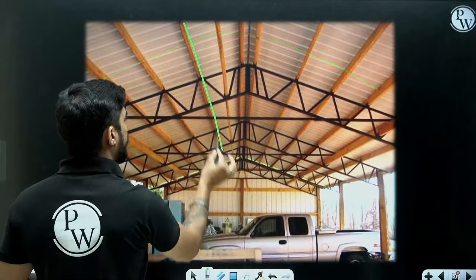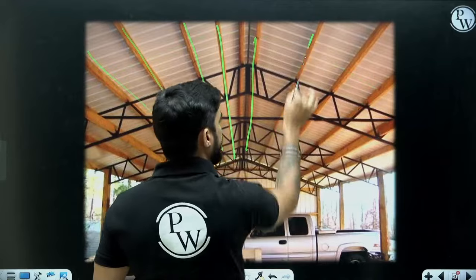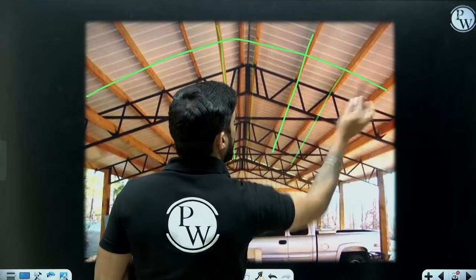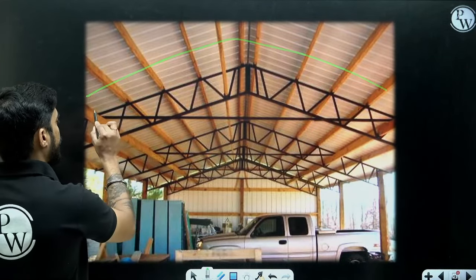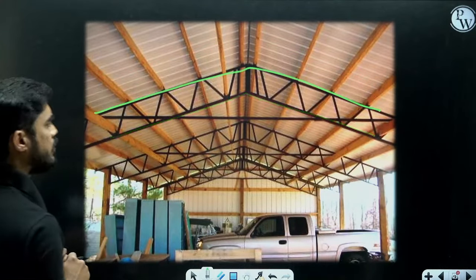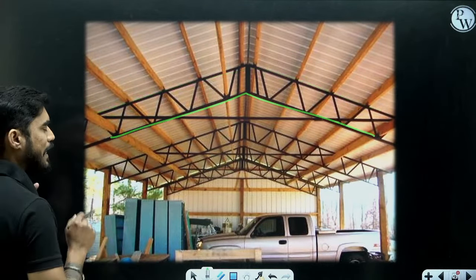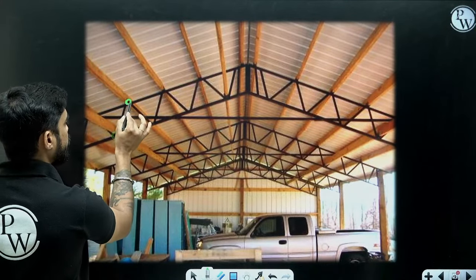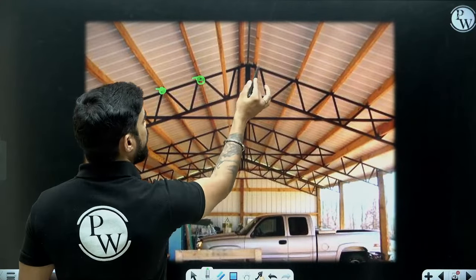Can you see these wooden pieces? These wooden pieces are known as beams. The beams are supporting the weight of the roof. Now these beams are then supported by this structure. Now if you look closely on this diagram, all these beams are connected to the structures only at the ends. Can you see? All the beams are touching the structure only at the ends.